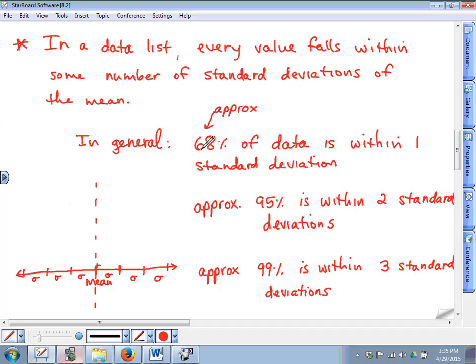So according to this, if we had some kind of data, 68% of that data would be within 1 standard deviation. Now we don't have actual numbers here, so to represent data I'm going to use x's. 68% of the x's would be within 1 standard deviation, so we're going to draw a bunch of x's here.